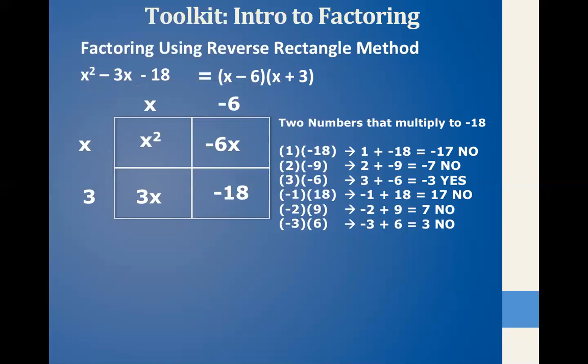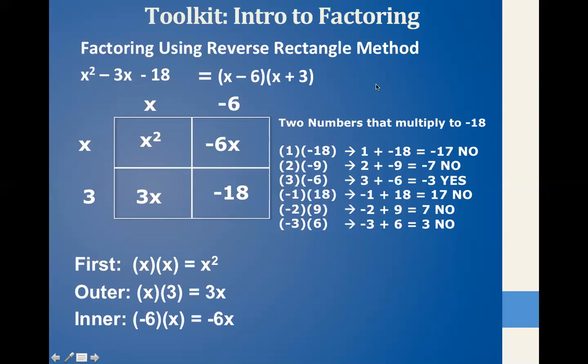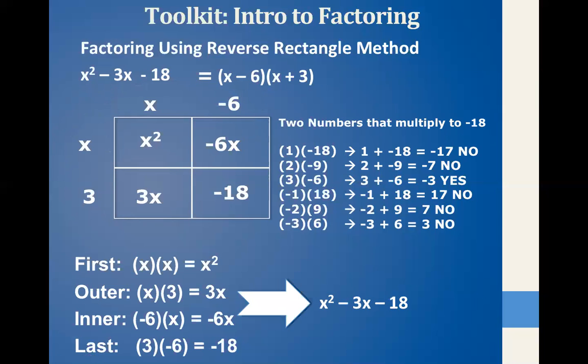How do I know if I got my answer correct? What you can do is just go the other way. You can just multiply them back out. So if I FOIL x minus 6 times x plus 3, I should get back to the original question. Yep. When I FOIL, x squared minus 3x minus 18 is my original question. And that's how I know I factored correctly.